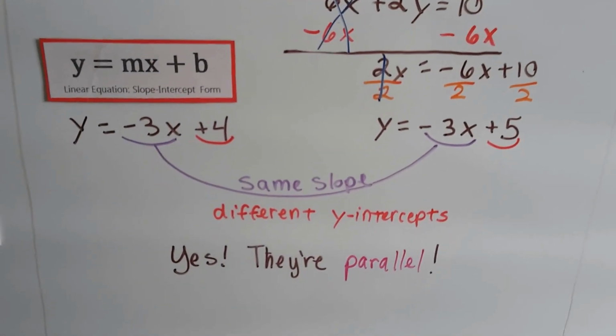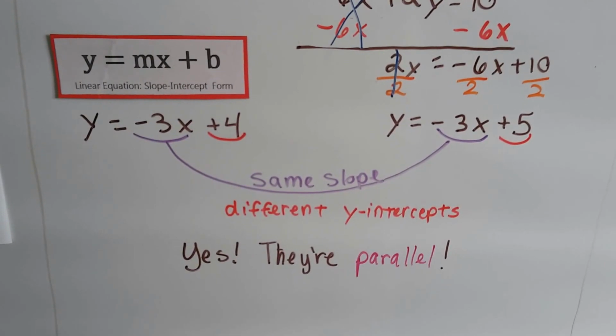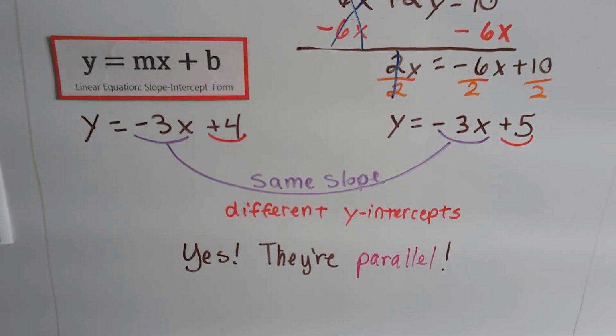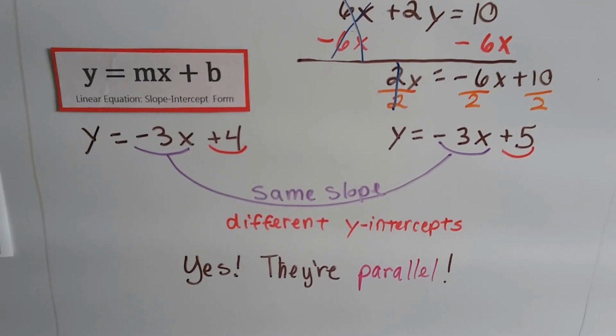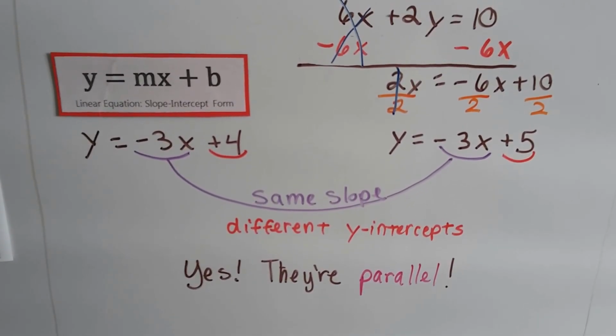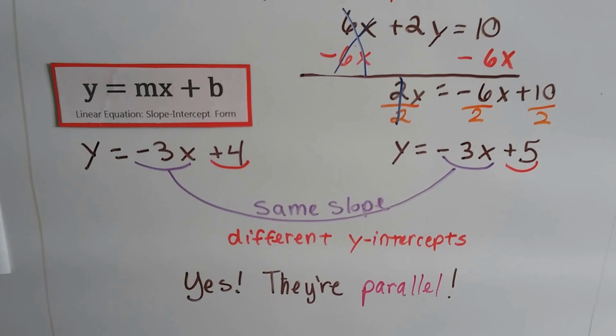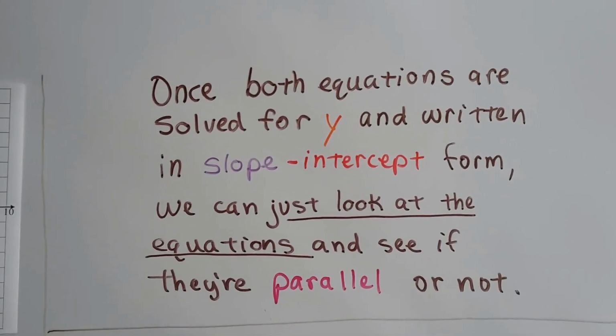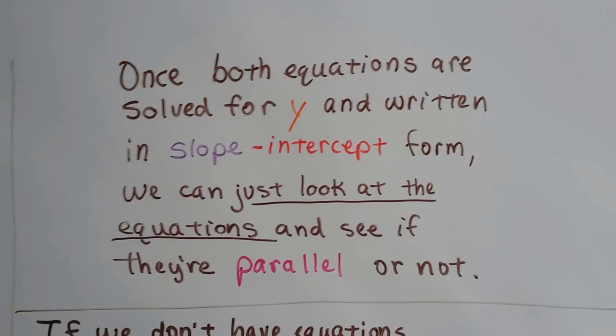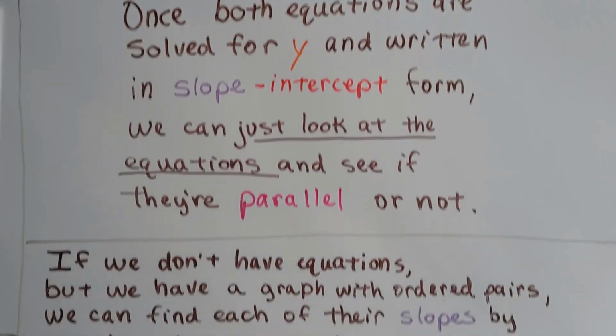See? They both have the same slope, a negative 3. And they have different y-intercepts. One's got a plus 4 and one's got a plus 5. So yes, same slope, different y-intercepts. They're parallel. All right? So once both equations are solved for y and written in slope-intercept form, we can just look at the equations and see if they're parallel or not.